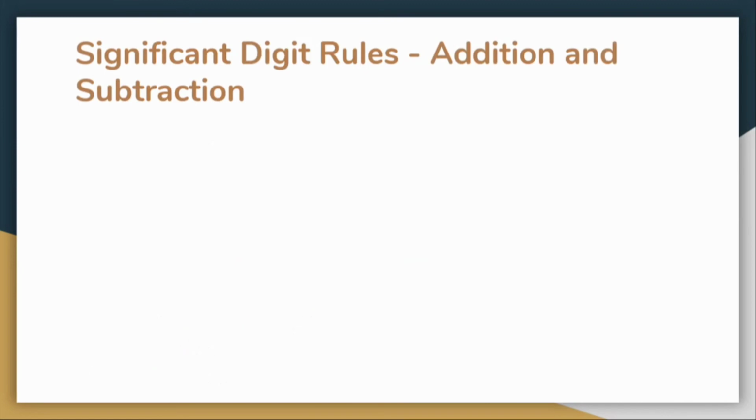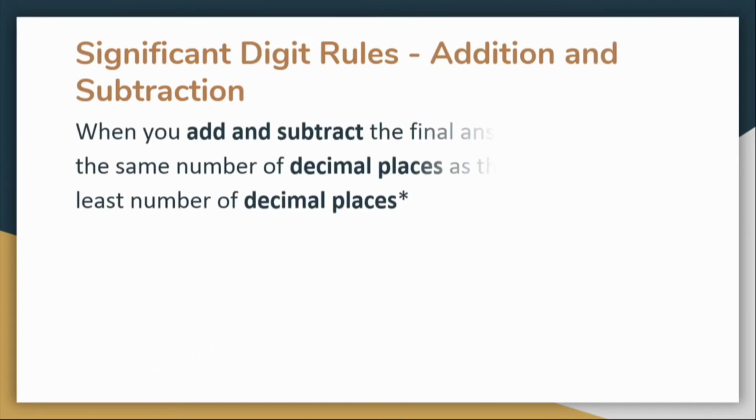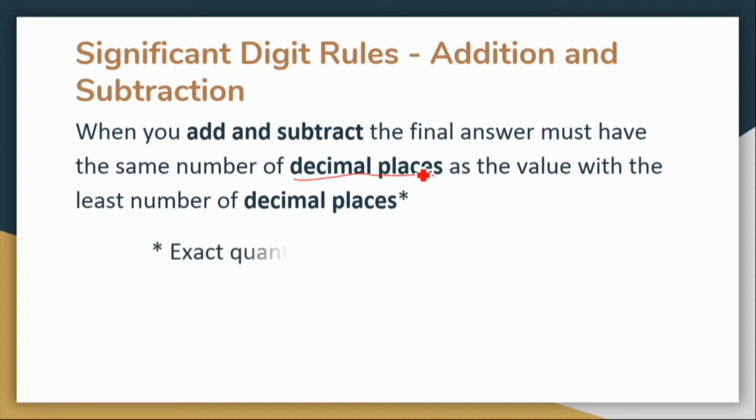Significant digit rules, addition and subtraction. Whenever you add and subtract, the final answer must have the same number of decimal places as the value with the least number of decimal places. This time, we're talking about the decimal places, not the number of significant digits. Remember, exact quantities don't count.